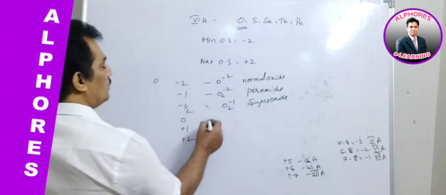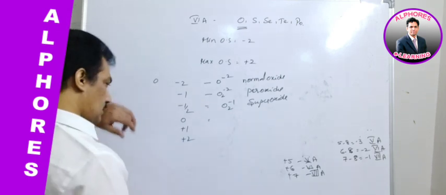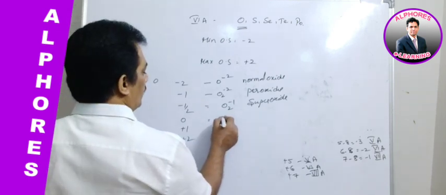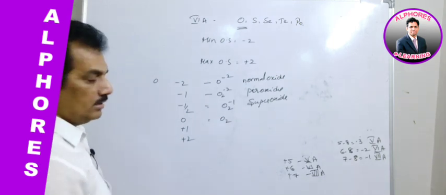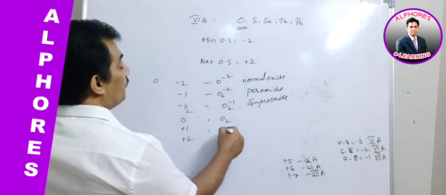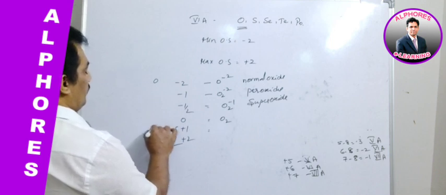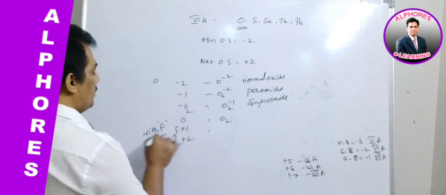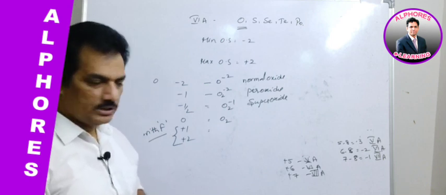And now coming to 0, where can we find the 0 oxidation state? Can you guess? It is nothing but O₂, that is, the elemental state. Clear? And now coming to +1 and +2, these two are only with fluorine. With the element fluorine, oxygen can exhibit +1 and +2 oxidation states.